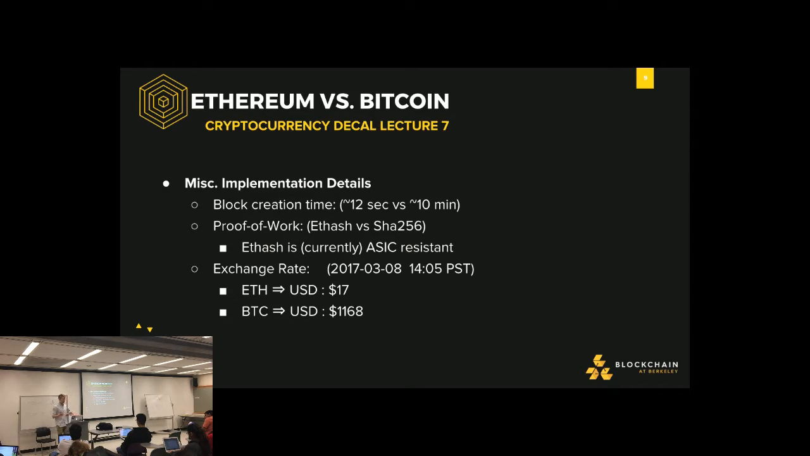Currently, ETH-hash is ASIC resistant, so as of right now, it's not economically feasible to create specialized chips for doing the Ethereum proof of work function. And that is arguably a decentralization force, which is in some people's minds a good thing. Also, the exchange rate is pretty different. Ethereum, I think, is the second largest cryptocurrency. The current exchange rate is about $17 per Ether versus Bitcoin's 1,200 or something currently.